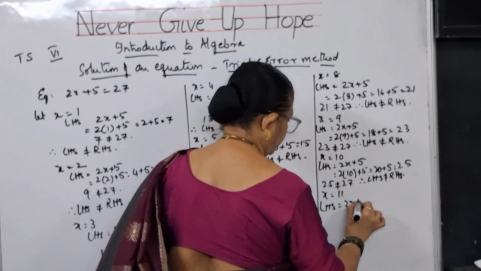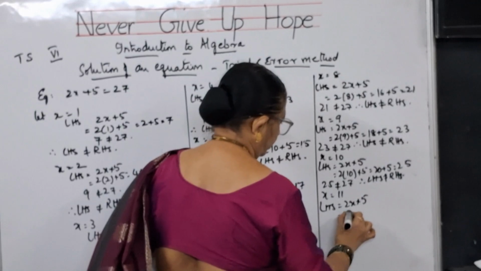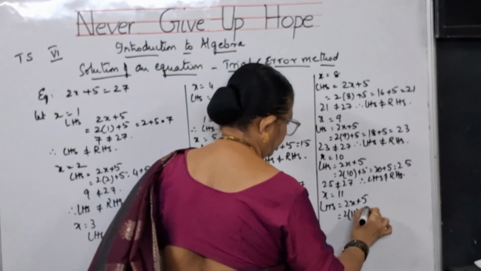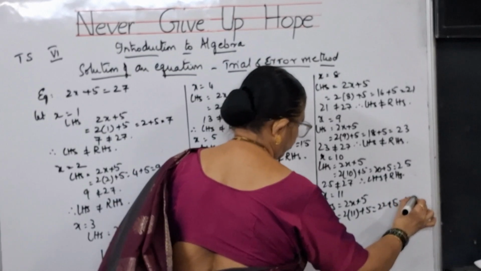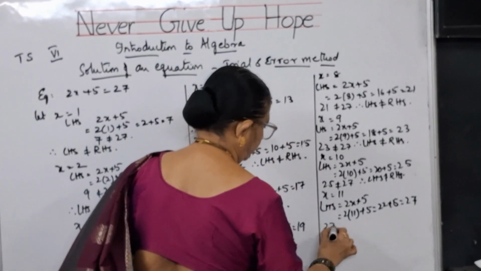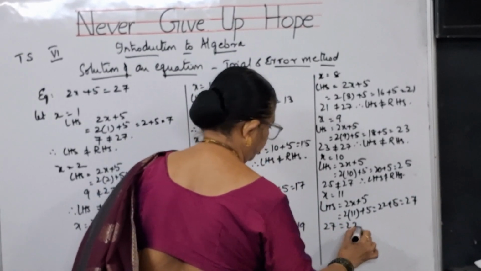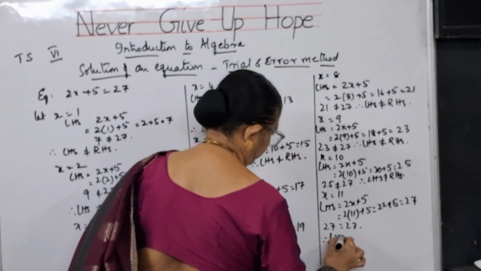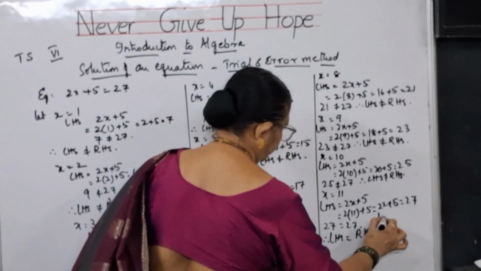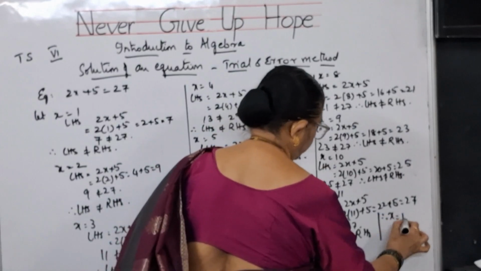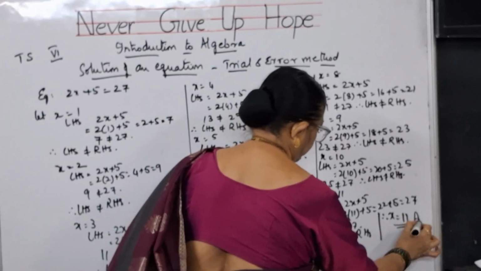Next, x is equal to 11. LHS is equal to 2x plus 5. That is 2 into 11 plus 5, 22 plus 5, 27. 27 is equal to 27. Therefore, LHS is equal to RHS. So, what is the answer? x is equal to 11 is the answer.